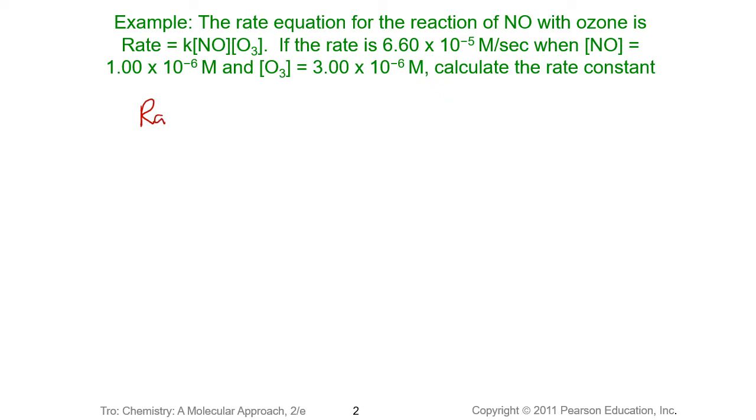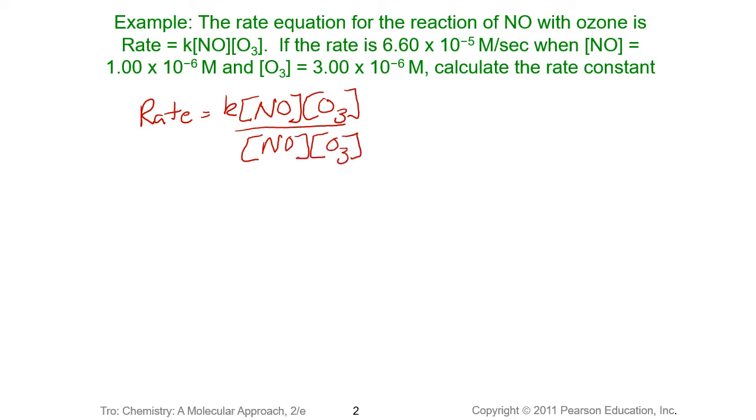So we know that the rate equals our constant times the concentrations of each of our reactants. And we're going to rearrange it and solve for k. So we're going to divide both sides by our nitrogen monoxide concentration and ozone. And so k is equal to the rate divided by our concentrations.